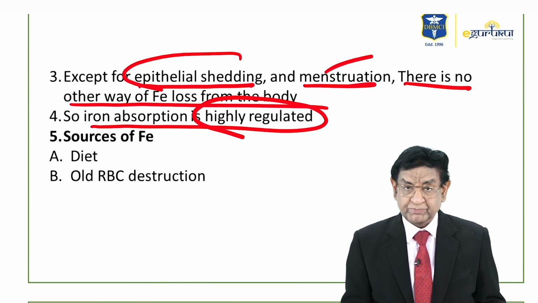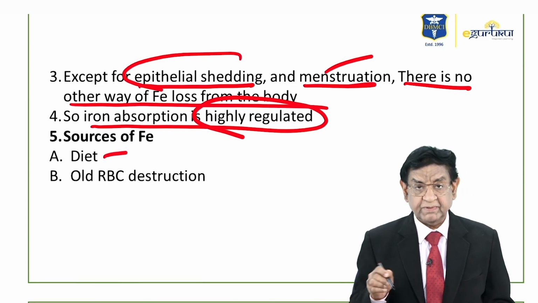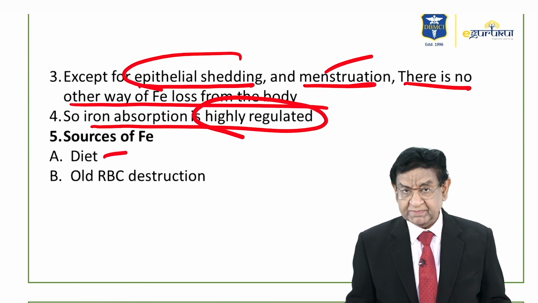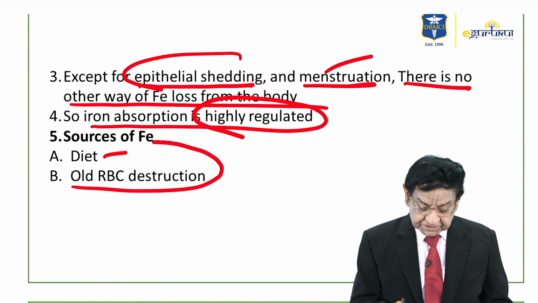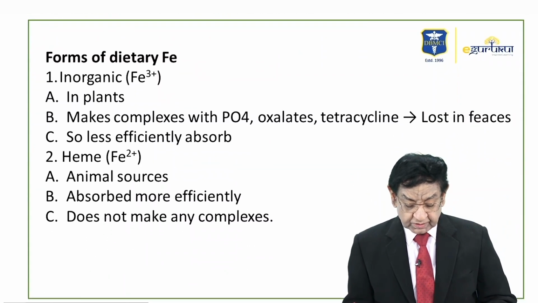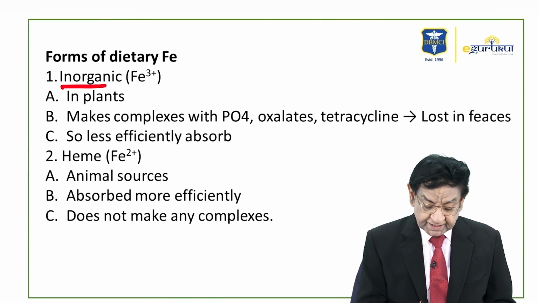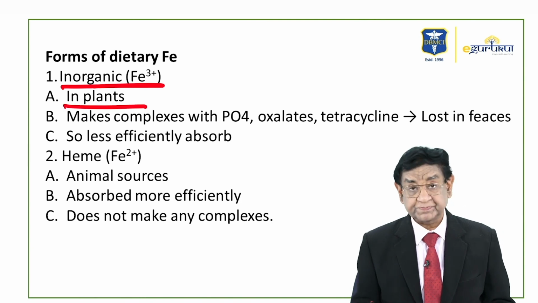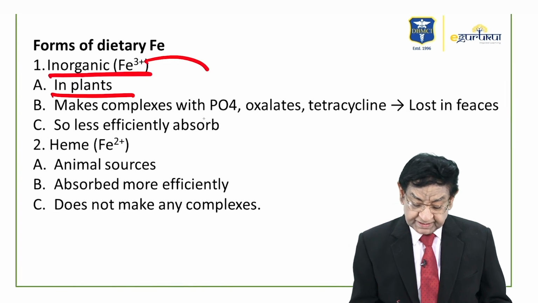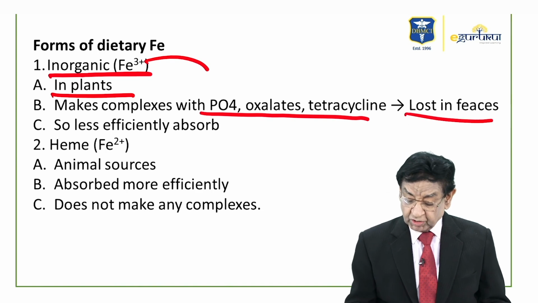With this background, we move into iron metabolism. What are the sources of iron? Diet. I told you, the plant diet has ferric, and the heme in animal food has ferrous. And old RBC destruction is the other source of iron. That is well known to all of you. Now, dietary iron, as I mentioned in the previous slide, may be in the inorganic ferric form, which is in plants. And this ferric can make a complex with phosphate, oxalate, tetracycline, and it is lost in the feces.